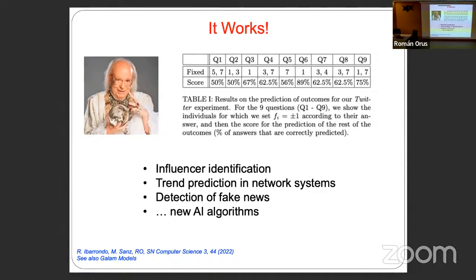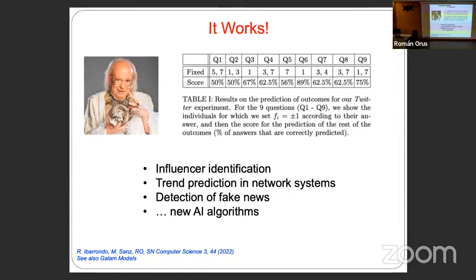And we said, yeah. But you see, this is a spin system. This is a spin system. Now, this looks like a funny thing, but it actually has some very deep implications because this is an algorithm for identifying influencers, for doing trend detection in networks.